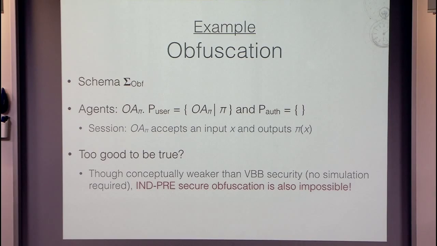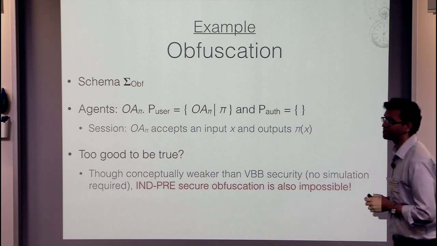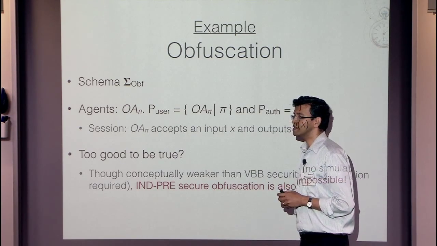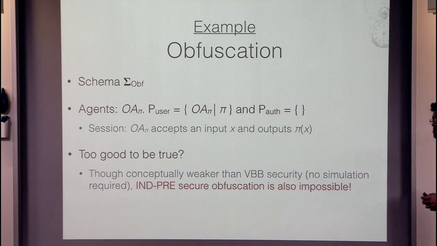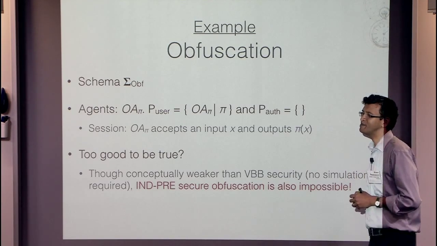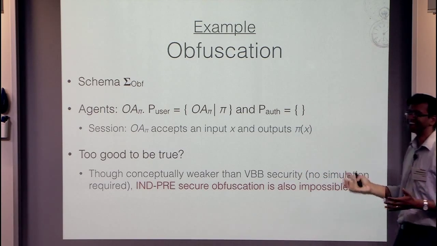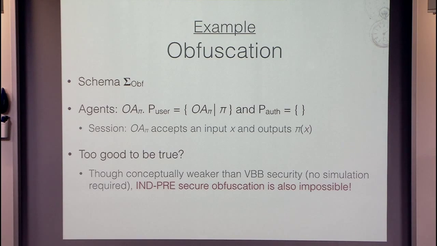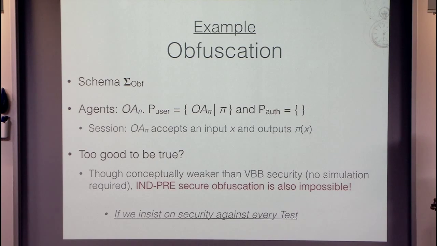Can you explain more intuitively how the definition is weaker than VBB security? Because in your definition there's no simulation, but it's kind of like simulation. Yeah, technically it's as impossible as VBB security, so there is no distinction. So this is also impossible, that's also impossible. However, that's if you're asking for security against every polynomial time test. But maybe we don't have to do that.